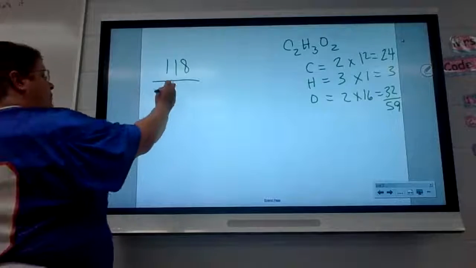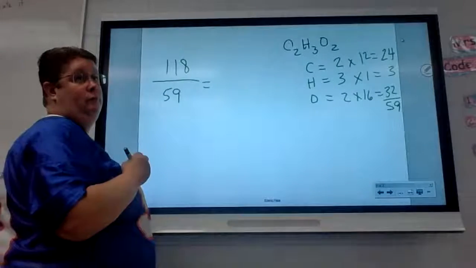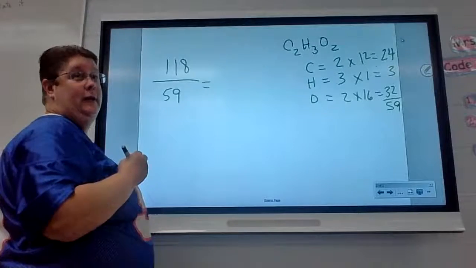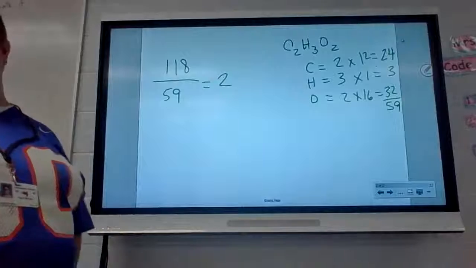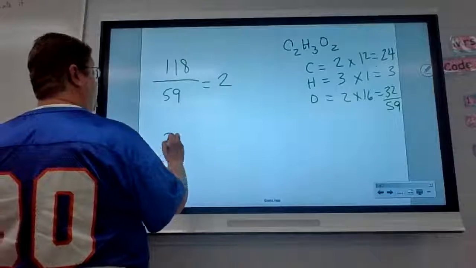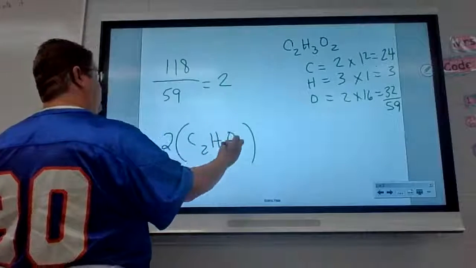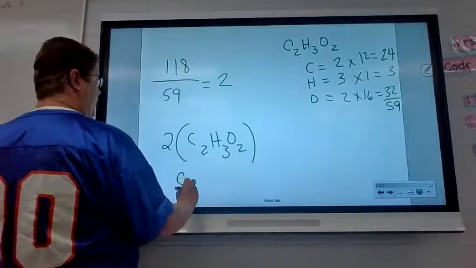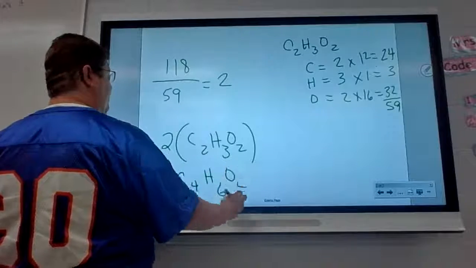Divide. Put it on another one. So what do I get when I divide? A whole number. What's the whole number? 2. By the way, the most common way formulas are reduced is by 2. So what do I do with the 2? Multiply it by your empirical formula. So C2H3O2 becomes C4H6O4.